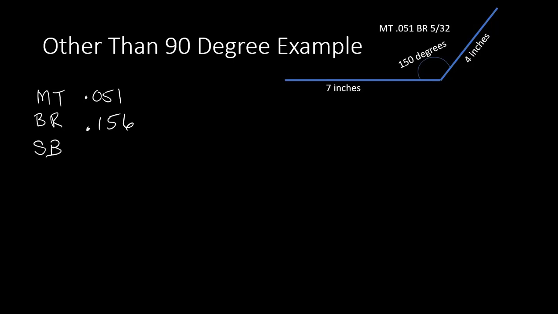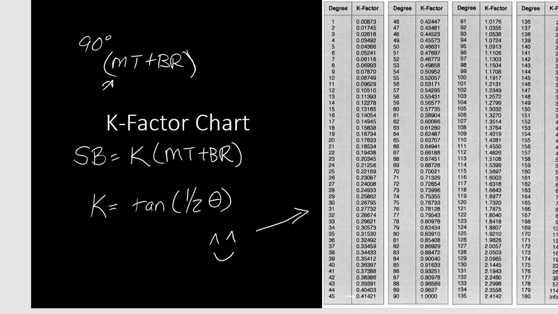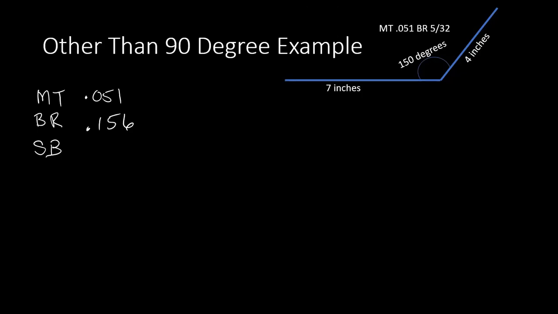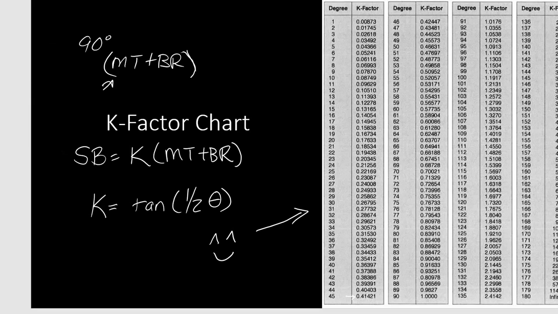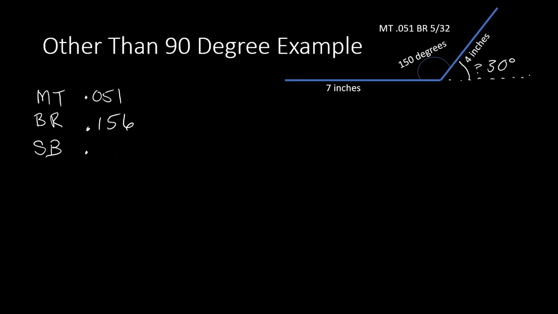Now to figure out my setback. If you remember earlier, we need the K factor. So it's going to be K times metal thickness plus bend radius. I need to find that K. In order to do that, I need to know how many degrees I actually bent this metal. So from flat, how far did I bend this? Remember, flat is 180 degrees, so I only bent it 30 degrees. So when I go to my K factor chart, I'm looking for 30 degrees. Let me pull up my chart real quick. And I've got 30, giving me this beautiful number, 0.26795. So that's my K factor.